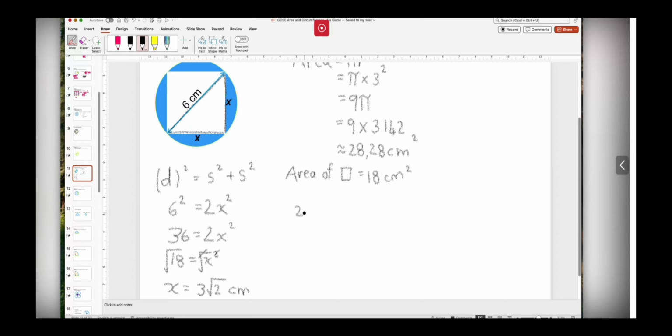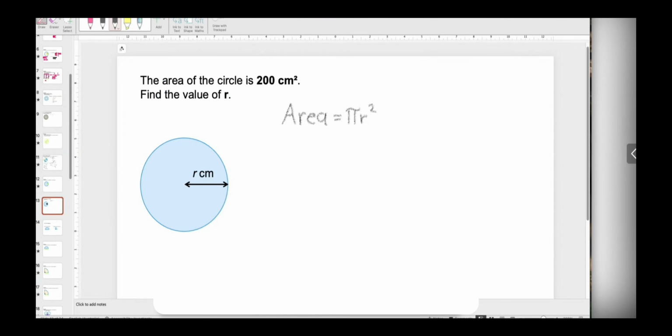All right, now we are going to subtract it. So it's going to be 28.28 squared centimeters minus 18 squared centimeters, and that leaves us with an answer of 10.28 squared centimeters.